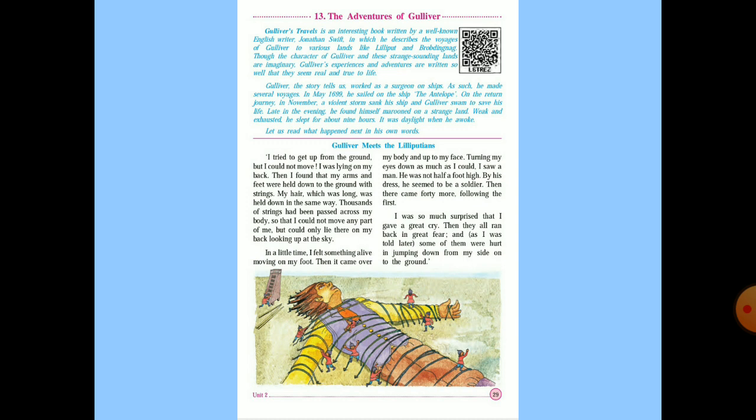And when he was trying to see what was happening there, he noticed that the people were only half a foot high, meaning their height was not a foot, it was half a foot, and they seemed like soldiers. How did he identify them? Because they dressed like soldiers.